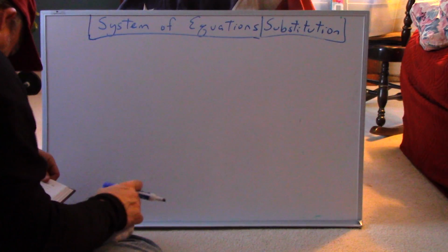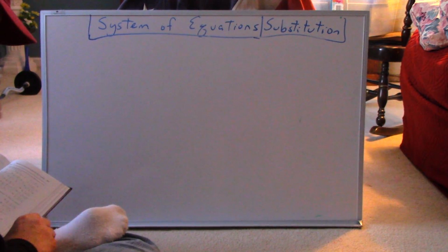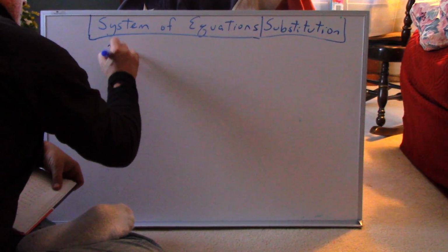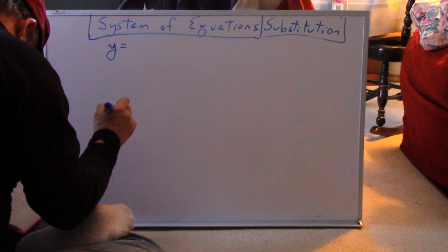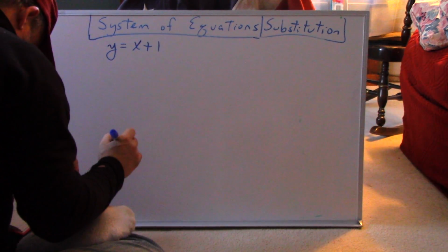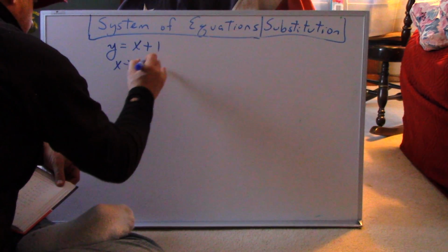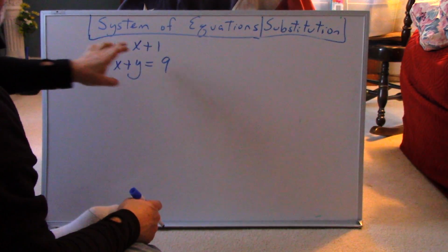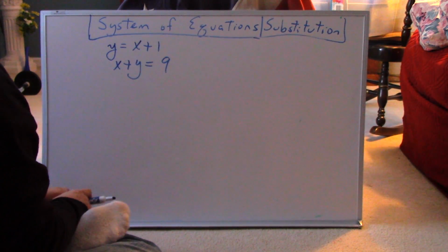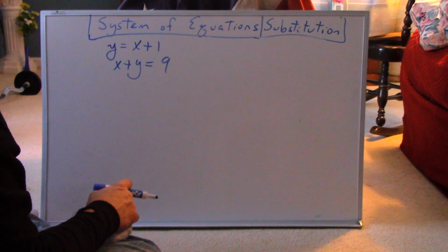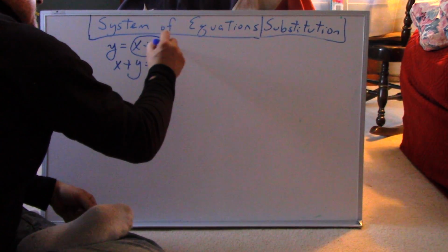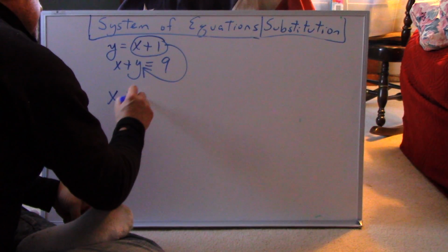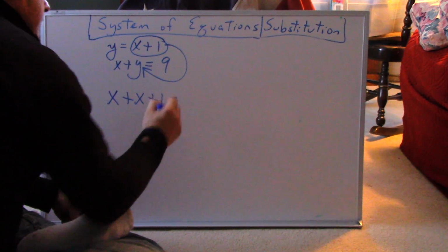All right, here's another one. y equals x plus 1. And then x plus y equals 9. Now this one says y is x plus 1. y is not just one thing. y is an expression. So then I can take the x plus 1 and put it where the y is. And then it'll look like this: x plus x plus 1 equals 9.